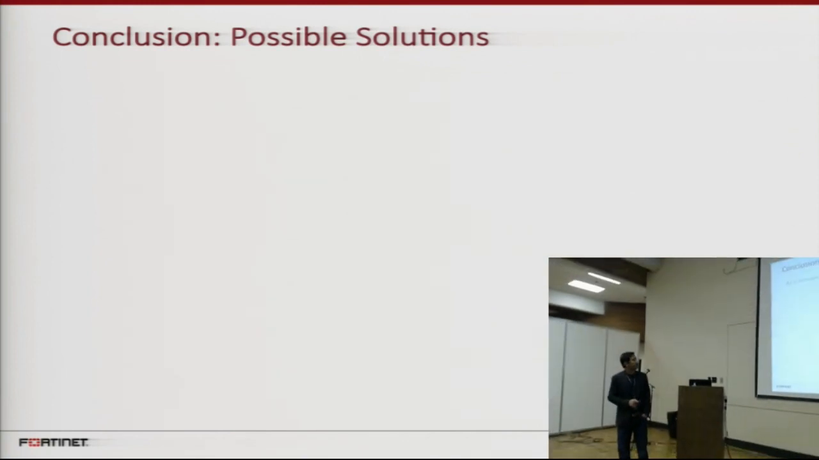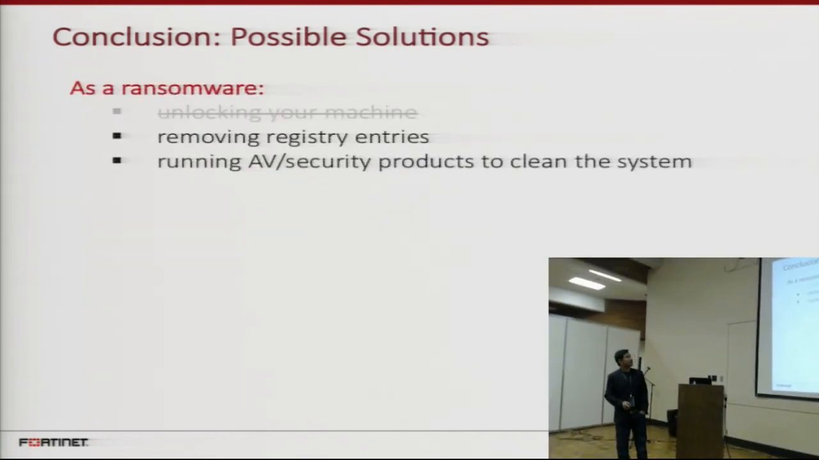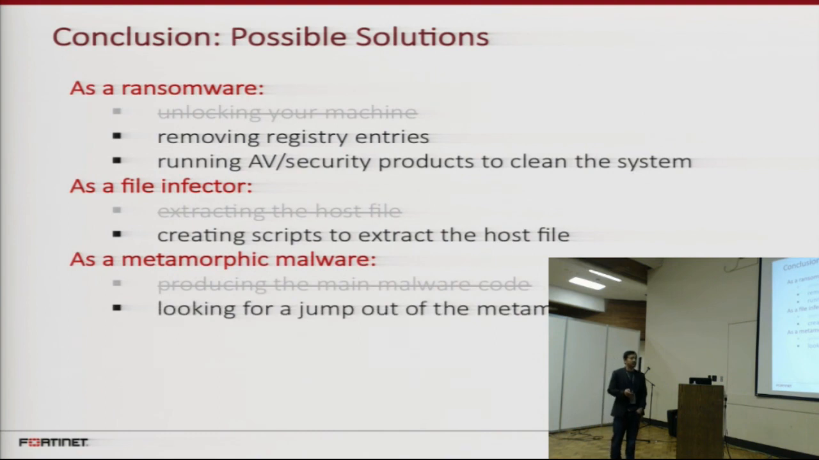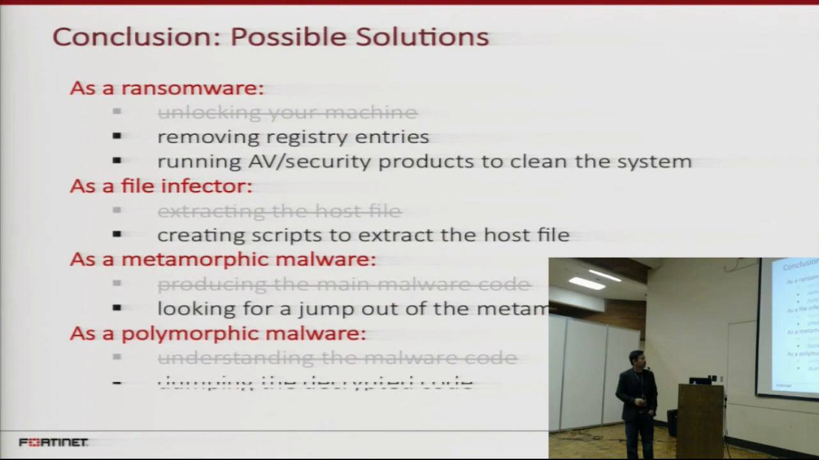There are some possible solutions: removing the registry entries to unlock your machine, running security products to clean the system. You can create your own scripts, just look for the key, and then all you have to do is run XOR within those bytes, and you have the solution. For metamorphic code, as I've shown you earlier, look for the jump out, the call. Most of the time, it has the call and the jump out. Then set a breakpoint on that, and you will be able to read the metamorphic code or the decoded code. And then, of course, for polymorphic malware, dumping the decrypted code is very important when you analyze it with dynamic and static analysis.